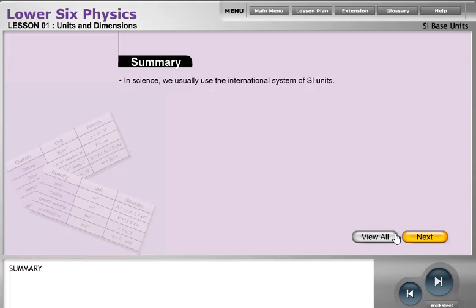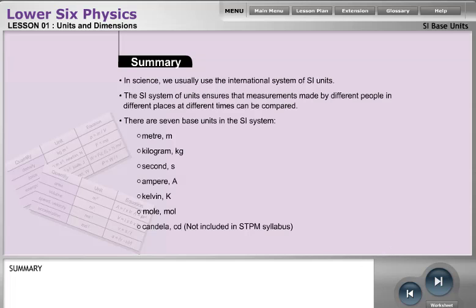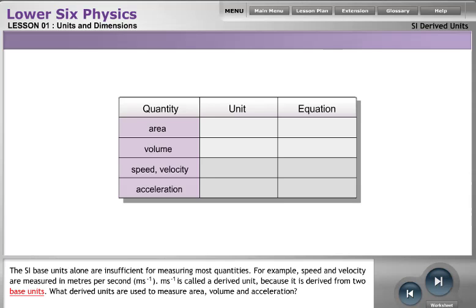Summary. In science, the SI base units alone are insufficient for measuring most quantities. For example, speed and velocity are measured in meters per second, m s^-1. m s^-1 is called a derived unit because it is derived from two base units.